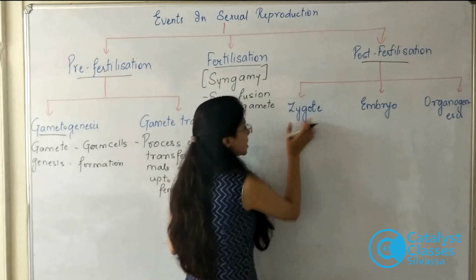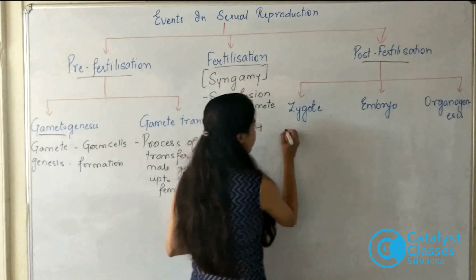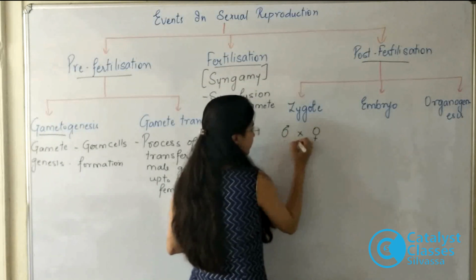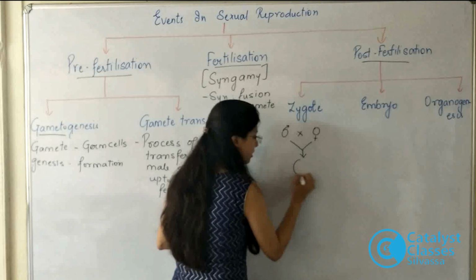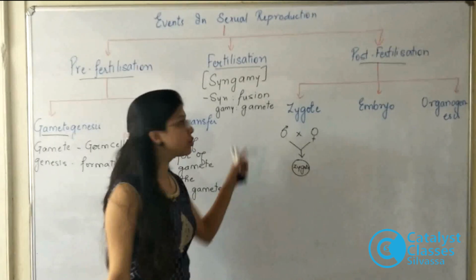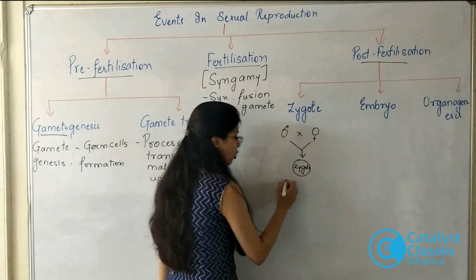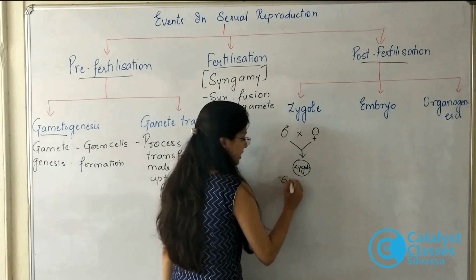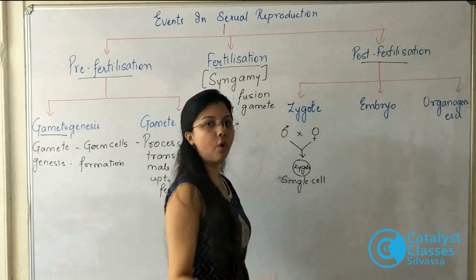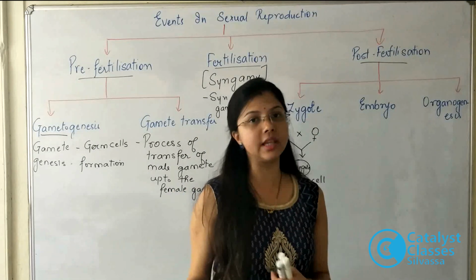Now, the first process that is going to take place after fertilization is formation of the zygote. Now, a male gamete and a female gamete, when they fuse together, they result in the formation of a cell which is called a zygote. So, it comes under the post-fertilization events. Now, this zygote is a single cell. This single cell zygote has to form a multicellular body or a multicellular organism. So, for that, it will have to divide by the process of cell division.